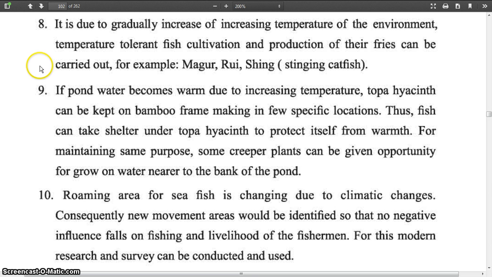Here it is said that we have to cultivate some topa pana or water hyacinth in the pond, so that fish can take shelter under the water hyacinth and be safe from the heavy heat. This is the adaptation mechanism of fish due to high temperature.